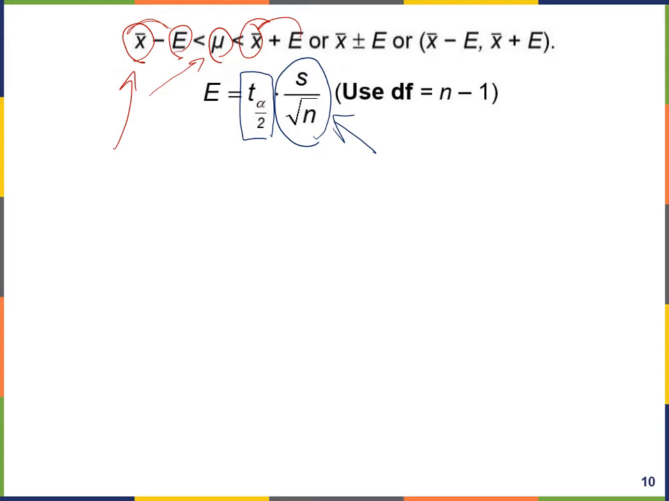So we plug all this stuff in. Standard deviation is the sample standard deviation. We should be able to find that. Any sample we have, we should be able to calculate the sample standard deviation. This is the sample size, and we just talked about how we get that critical t-score based off of our degrees of freedom and our confidence level.